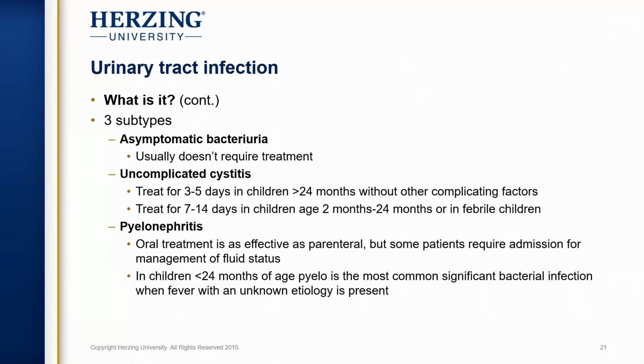The next step up would be uncomplicated cystitis. So in this case, you would treat for 3 to 5 days in kids over 2 who otherwise are healthy. You might need to treat for longer, so a week or 2 in children who are between 2 months and 24 months, or if they are febrile from a UTI. And this would be a patient who has evidence of UTI on their urinalysis, and they also do have symptoms. So they might have dysuria, frequency of urination, foul-smelling urine. These are all reasons to treat.